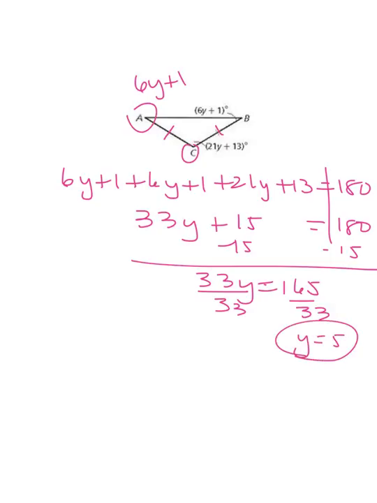Now at this point I can find the measurement of each angle. So again, the measure of angle B is equal to 6 times 5 plus 1. So the measure of angle B is going to equal 31. The measure of angle A will be the same.